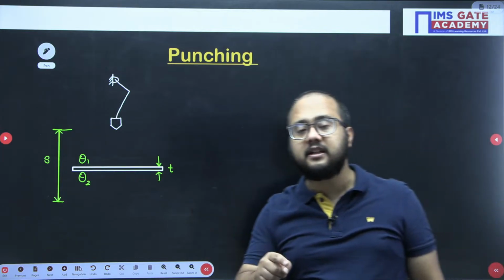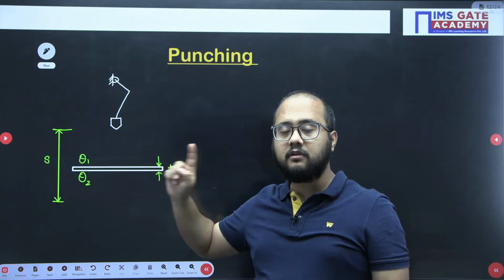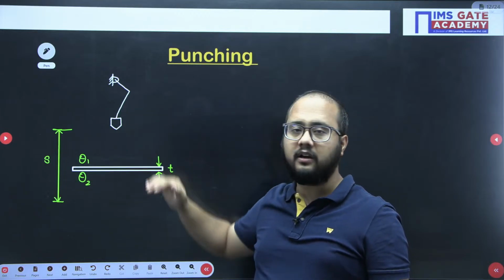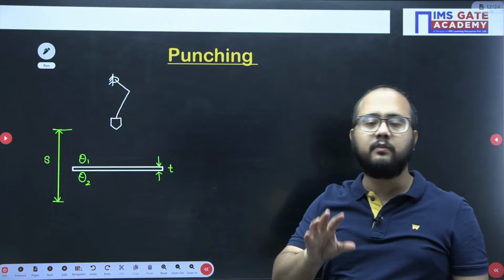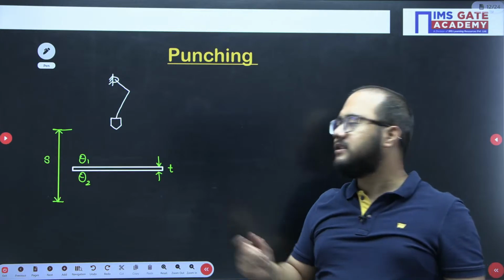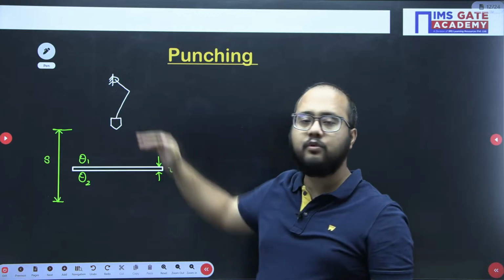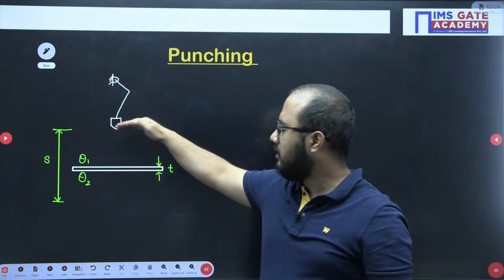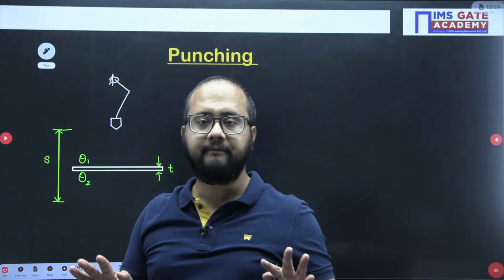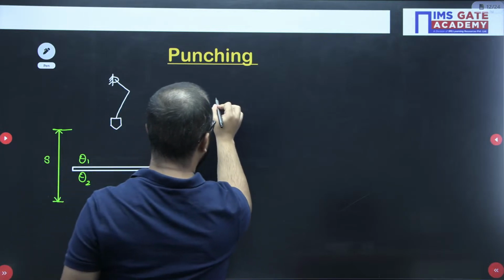And the actual punching time will be different. Actual punching happens here only. When I talk about actual punching, I am not concerned about how much distance it is moving apart from punching. When I say actual punching happens, it takes only a small time. But when I say cycle time, it includes the complete motion of the tool, from here to here and back again to the original position. Is it clear? So that's why cycle time is very important here.